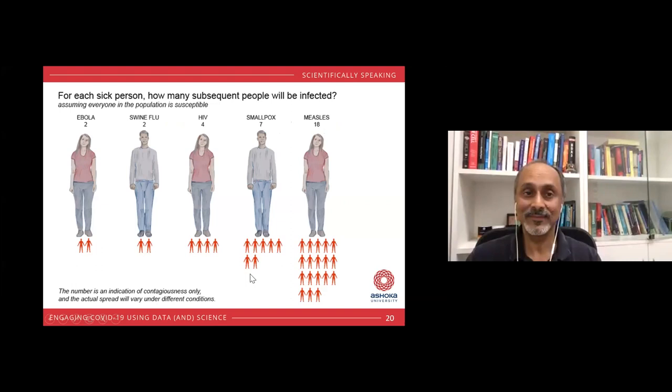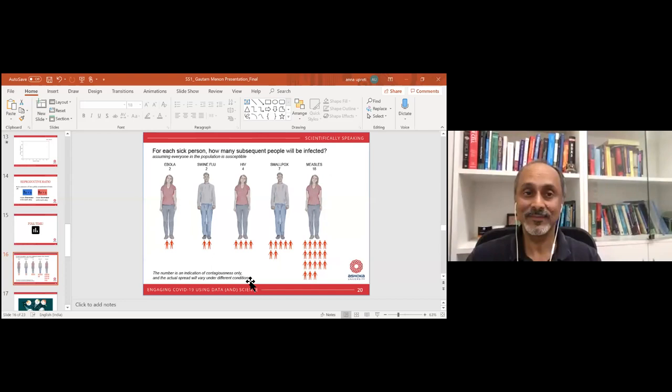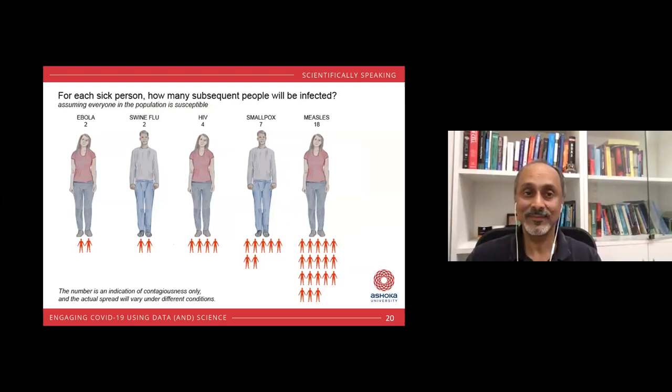So the question is, which number do you think the basic reproductive ratio of COVID-19 is closest to? The options are 1, 10, 100, and 1,000. We'll wait for everyone to vote and see what comes in.